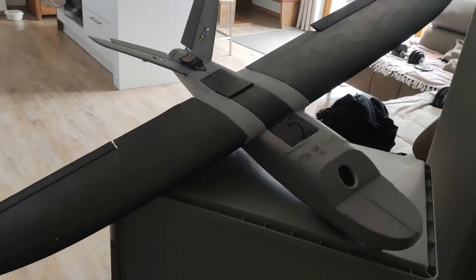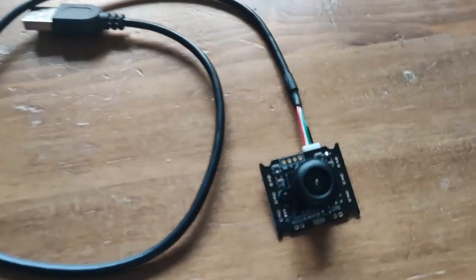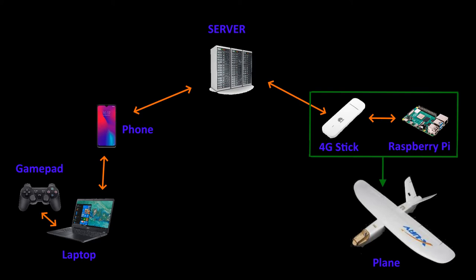As for the plane, I use the Talon Mini. It's one of the most popular planes for FPV flying. I also connected a camera to the Raspberry Pi, which I read again with a Python program. I used the OpenCV library.